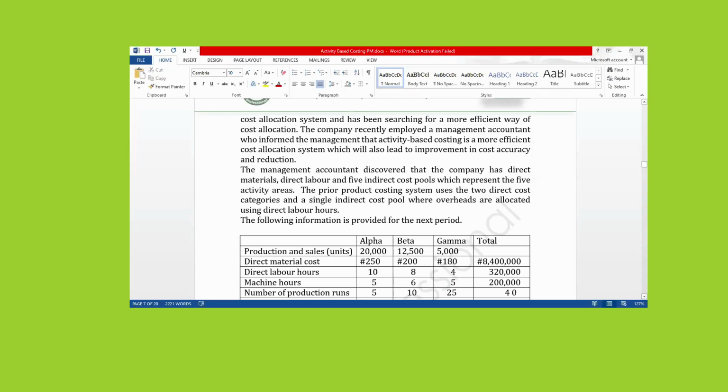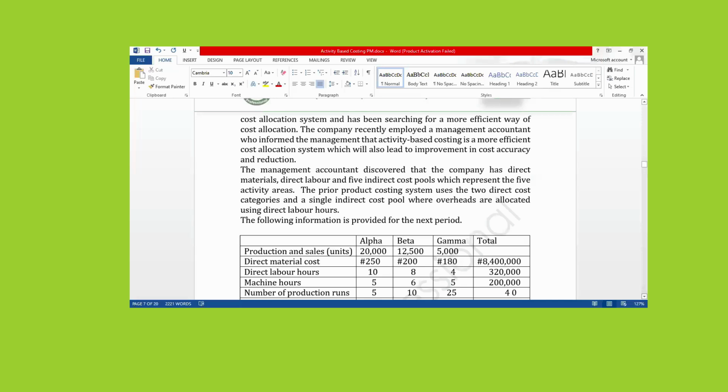The prior product costing system uses the 2 direct cost categories and a single indirect cost pool where overhead is allocated using direct labor hour. Please underline. Our prior product costing, overhead is allocated using direct labor hour.